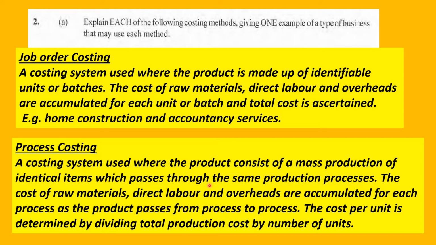And since it's only 6 marks, you would have covered enough in there to get a mark for each. Once you identify job order as identifiable units, and here is mass production, same units, and they pass through the same production processes, you should be able to get the marks here.